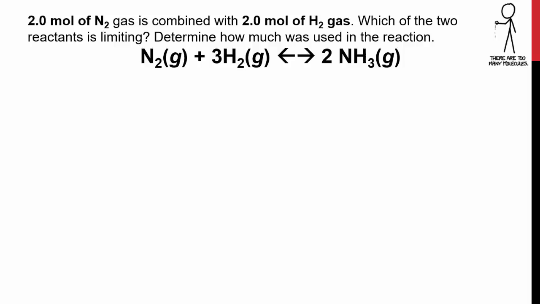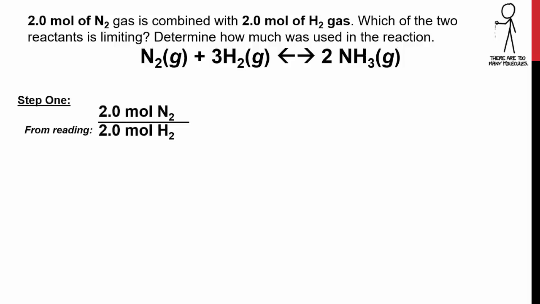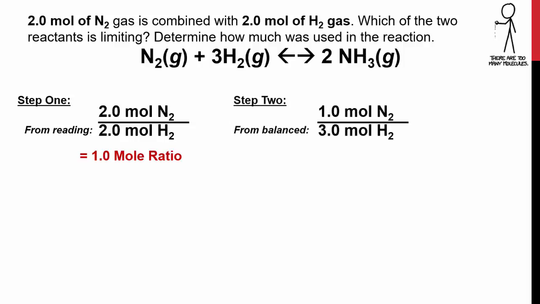So remember, step 1 is to compare the mole ratio of the stuff in the question. So from your reading, you get 2 moles of nitrogen over 2 moles of hydrogen. Well, 2 divided by 2 gives you an answer that is 1. Okay, that's step 1. Now we have to look at step 2, which is from the actual balanced equation, comparing nitrogen on top to hydrogen on the bottom. Here we have a 1:3 ratio. It is a smaller ratio than step 1. So right off the bat, we're noticing that we have different numbers, and let's go to step 3.